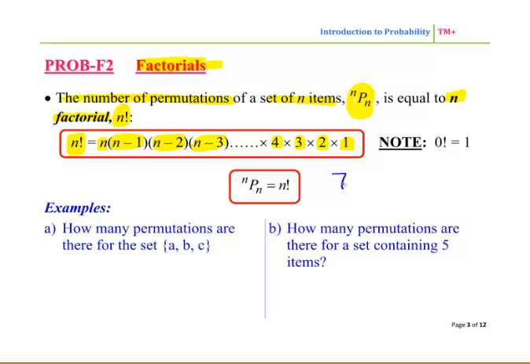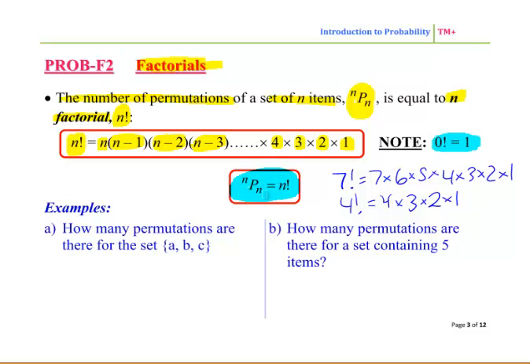So if I had 7 factorial, it'd be 7 times 6 times 5 times 4 times 3 times 2 times 1. If I had 4 factorial, it'd be 4 times 3 times 2 times 1. Note that 0 factorial is equal to 1, and that nPn is n factorial.